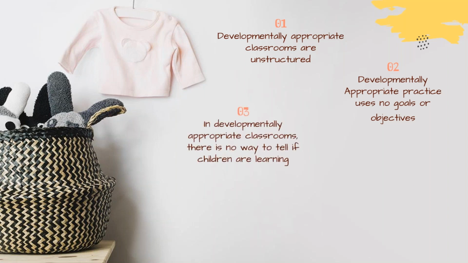Then the third one is, in developmentally appropriate classrooms, there's no way to tell if children are learning. Have you heard this? I've heard it a couple times, yeah. The misunderstanding here is that methods other than traditional techniques, such as standardized testing, really, can't gauge where children are retaining all that material that's presented to them.